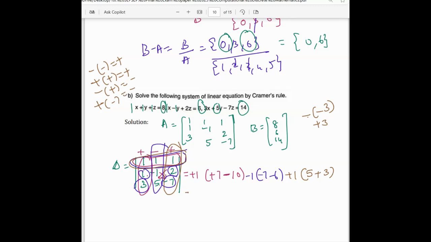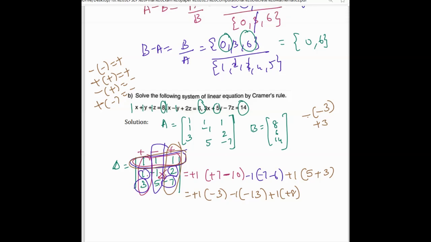Okay, then what do we get? Plus 1 into minus 3, minus 1 into minus 13, plus 1 into plus 8. So by using this operation, we get the determinant value: minus 3 plus 13 plus 8. So 13 minus 3 is 10, 10 plus 8 is 18. So the delta value is 18.